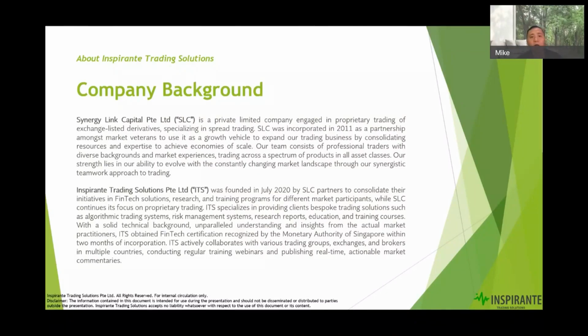Okay, now back in 2020, we started Inspirante Trading Solution (ITS), which is really our initiative to focus on education in this area. What we realized is that although there are a lot of trading courses in the market, there are many instances where they do not come to fruition, in terms of converting the actual cost into skills that are usable in the trading arena. So we wanted to do something about it, and that's why we started ITS.